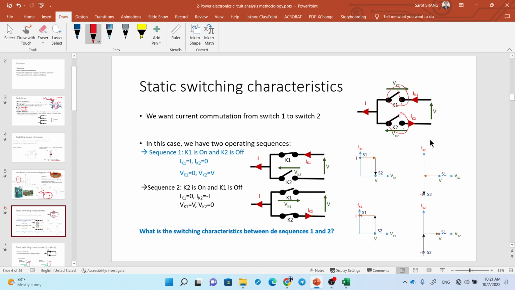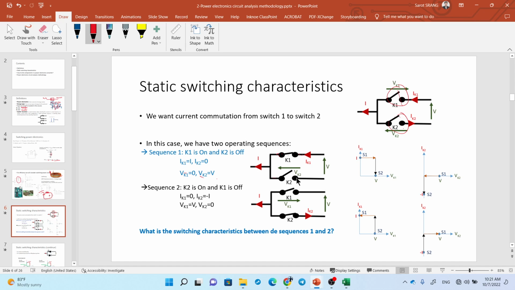And so let's see some terminologies and notation. For sequence 1, K1 is on, K2 is off. Let's look at current IK1 first. It exists, so current can flow this way, but current cannot flow this way. How about voltage? Voltage for K1, when this one is on, current can flow freely. There's no voltage across these terminals, right?